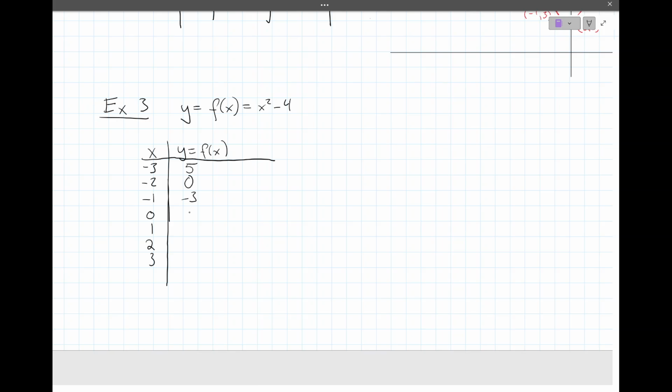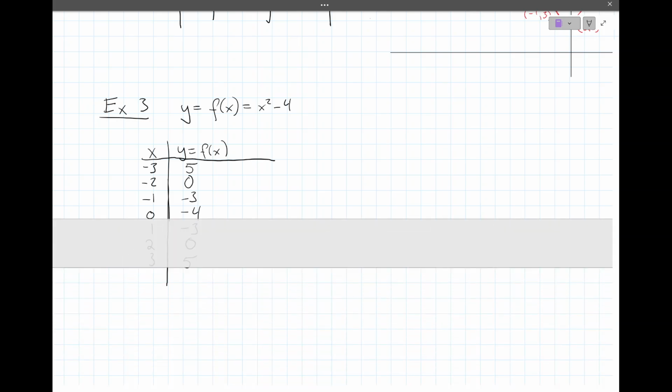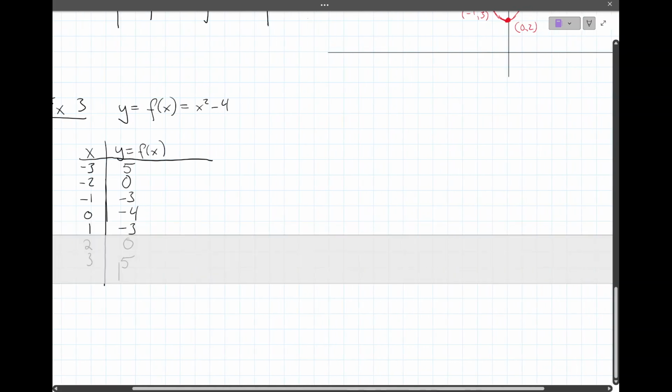0 squared minus 4 is -4. And then 1 squared minus 4 is -3 again. 2 squared minus 4 is 4 minus 4. That's 0 again. And then 3 squared minus 4 is 5. And we can still see that that pattern still holds, right? This is a change of 1, change of 3, change of 5. And that pattern will hold for parabolas for the most part.